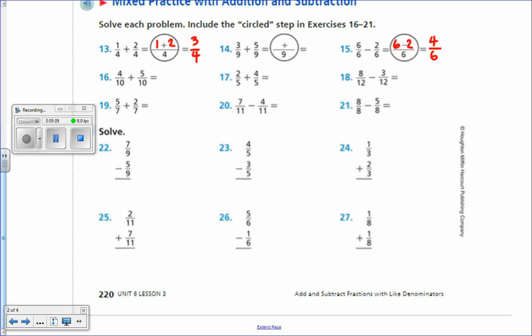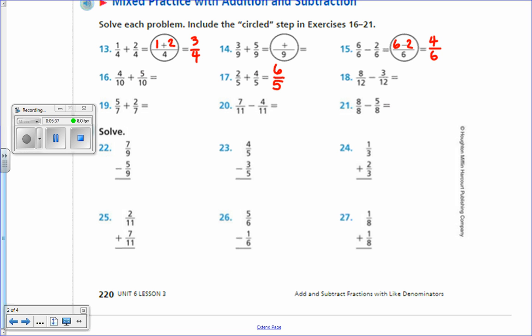All right, let's do number 17. 2 plus 4 is 6/5. And for some of you, I know last year you would be told, no, you can't do that. We're not there yet. We will talk about what an improper fraction is later on. Right now, I just want you to focus on how you're going to add these or subtract them.